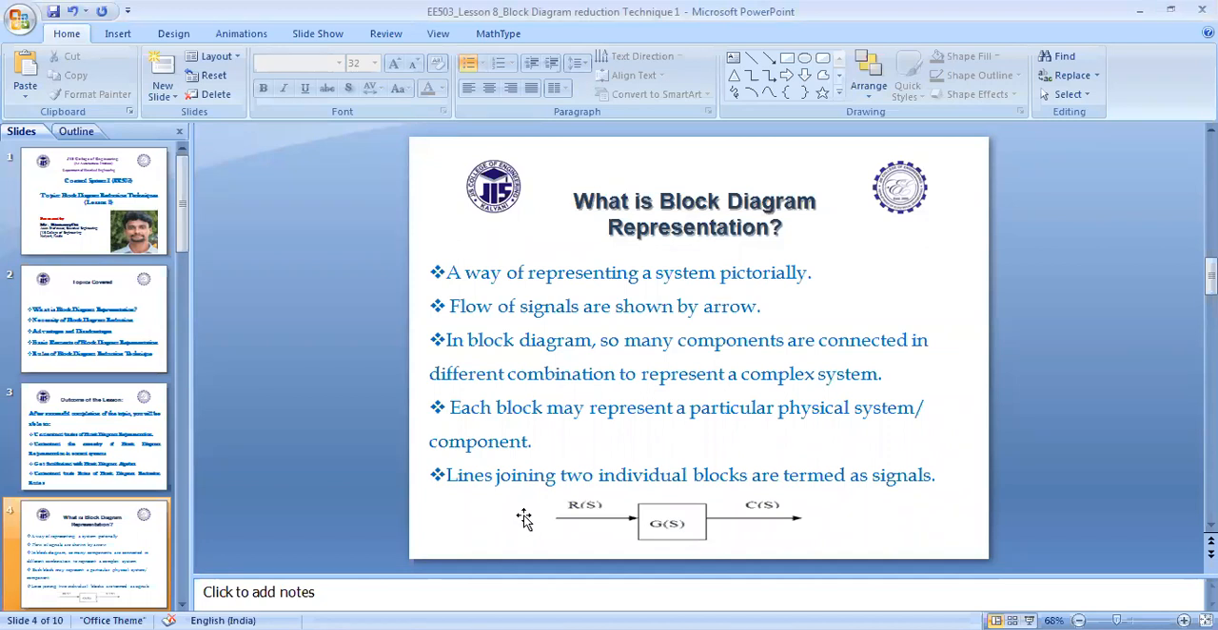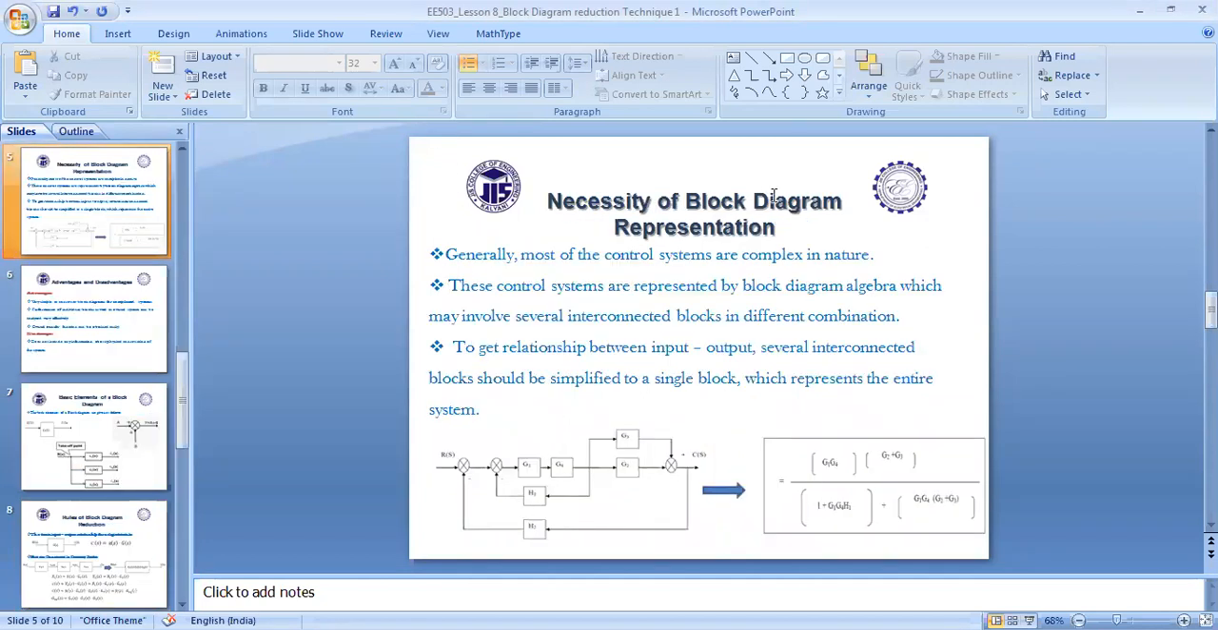So this is what is block diagram representation or basics of block diagram representation. Now let us move to next slide. What is necessity of block diagram representation or necessity of block diagram reduction technique?